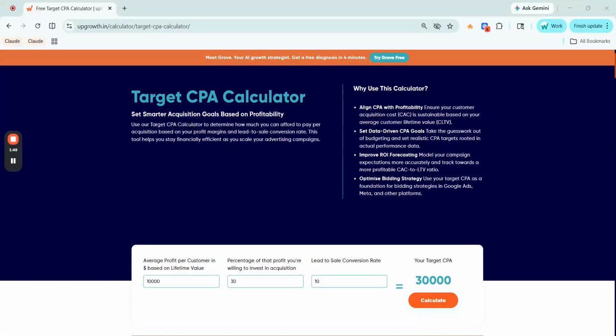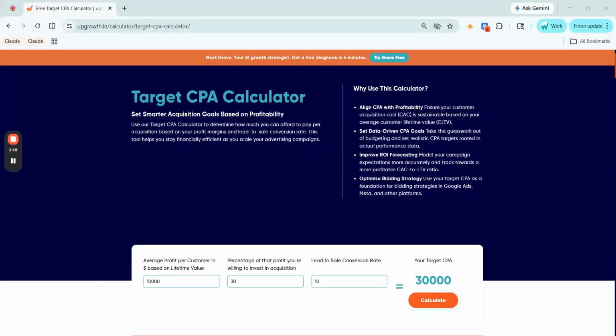Most advertisers set CPA targets based on what they spent last month or what competitors seem to be bidding. Neither of those tells you whether your CPA is actually sustainable for your business. This calculator anchors your target to your real profit numbers so you know with confidence that every customer you acquire at or below this CPA is contributing positively to your bottom line. Ignore it consistently and you're acquiring more customers at a loss without realizing it.